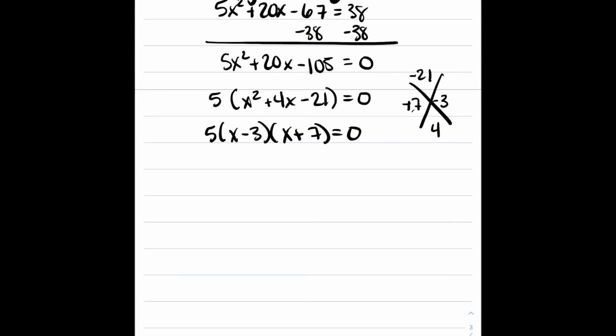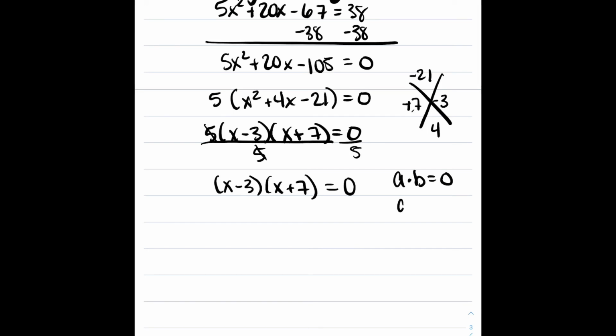Okay, so since this 5 in the front is a constant and doesn't have a variable with it, then I can manipulate things to make it go away essentially. So I'm going to divide both sides by 5. 5 divided by 5 is 1, so I'm just left with 1 times x minus 3, x plus 7, but I don't have to write the 1. And 0 divided by 5 is 0.